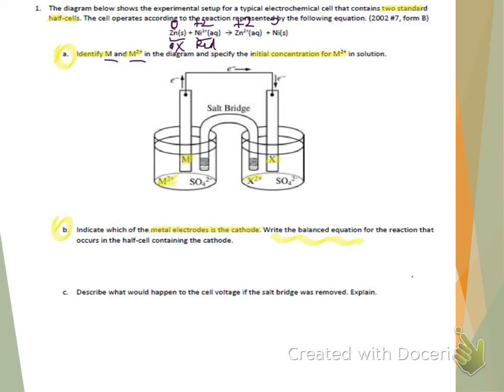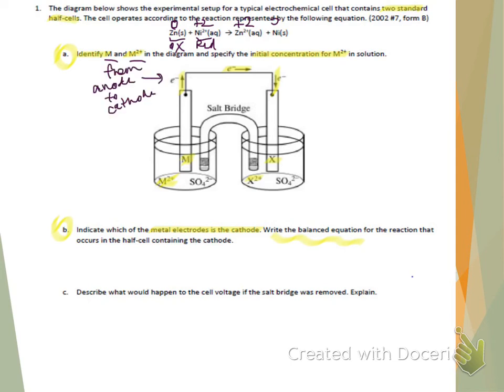Well, we're looking for M and M2+. Oxidation happens at the anode. Reduction happens at the cathode. Well, this gives me a flow of electrons. I can use that flow of electrons to determine what my anode is and what my cathode is. Electrons always flow from the anode to the cathode.